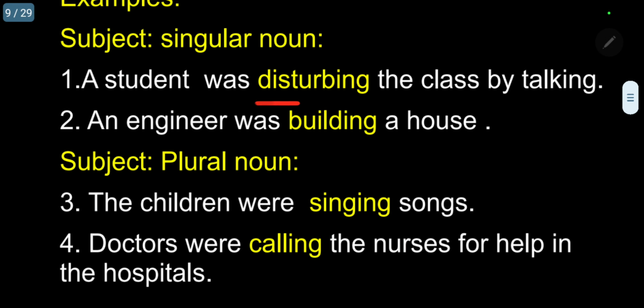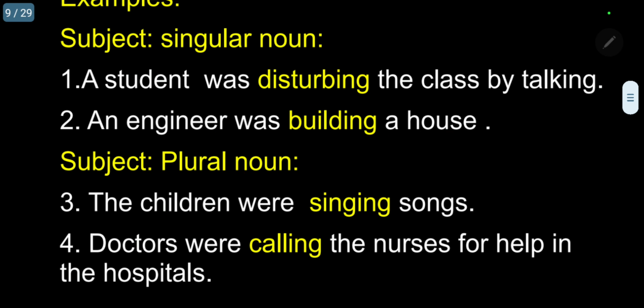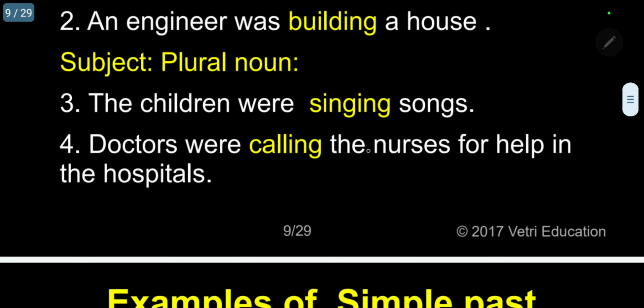A student was disturbing the class by talking. An engineer was building a house. That is past continuous, subject plural noun. The children were singing songs. Doctors were calling the nurses for help in hospital. So, past continuous, simple past continuous.